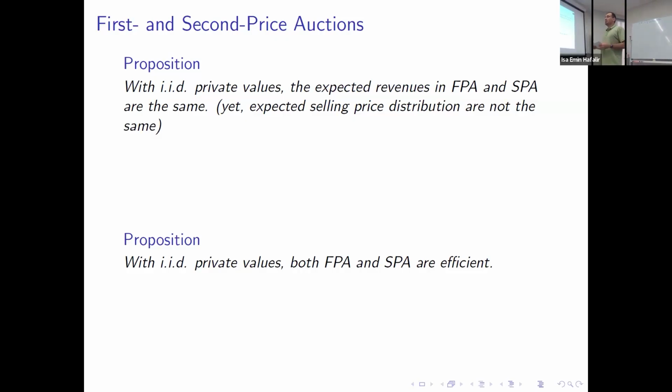So remember, in a second price auction, the dominant strategy is everybody bidding their values, right? And then the winner is going to pay the second highest bid. Therefore, the expected revenue in a first price or a second price auction should be the expected second highest of n independent random variables. So I'm going to show that expected revenue is also equal to the expectation of the second highest of n random variables. Okay.